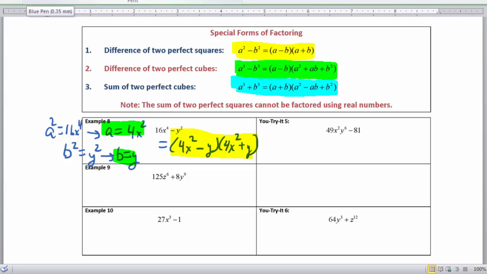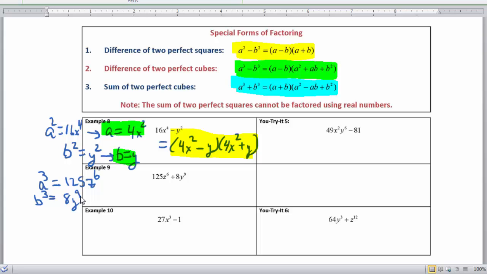All right? And then 9 and 10 look like they're cubes, right? So 9 should be the sum of cubes. So in 9, a cubed is 125 z to the 6th, and b cubed is 8y to the 9th. And what ends up happening with cubes is that any power that is a multiple of 3, so 3, 6, 9, 12, 15, 18, and so on, those are all perfect cubes, right?